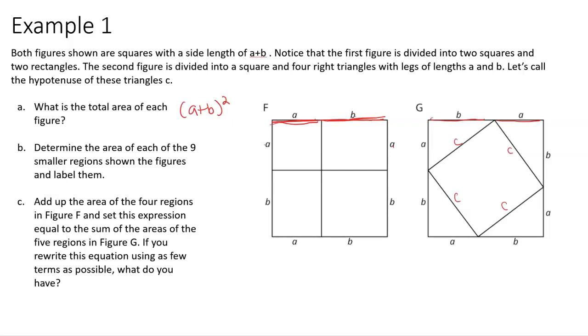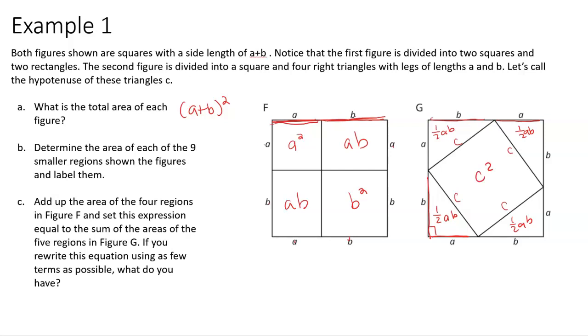Now they want us to determine all the little pieces and write them in. So this is going to be A by A, squared, A by B, A by B, B by B. This is a right triangle, 1/2 base times height. So 1/2 base times height, AB. And it's going to be the same for all of these. And this is a square, C by C, this is C squared.